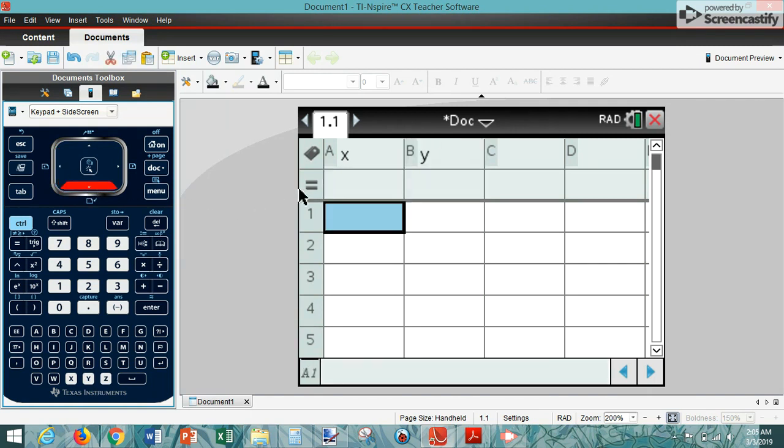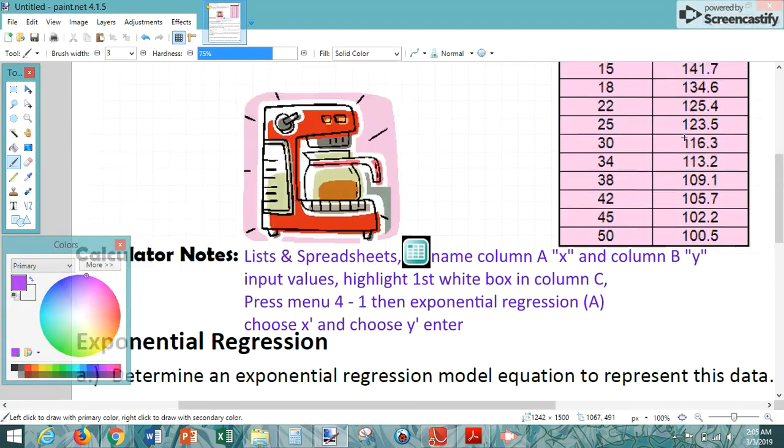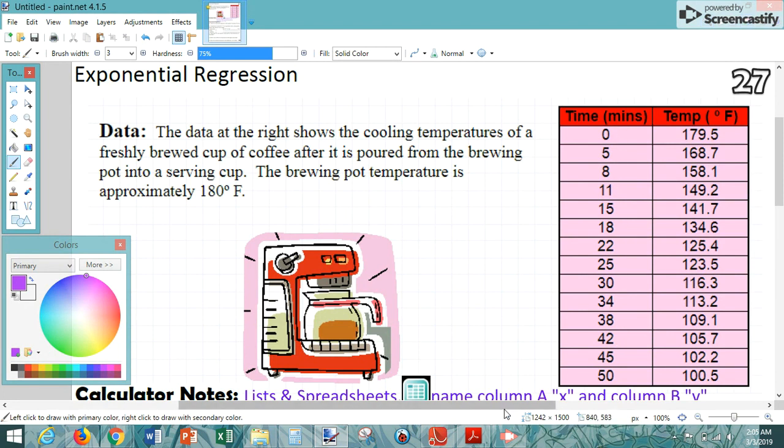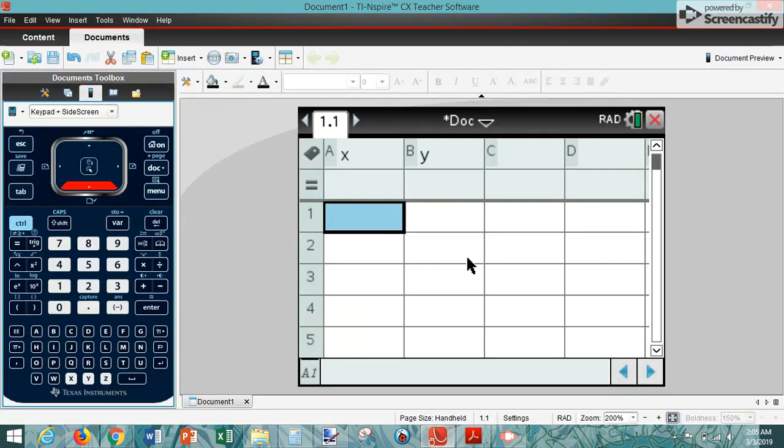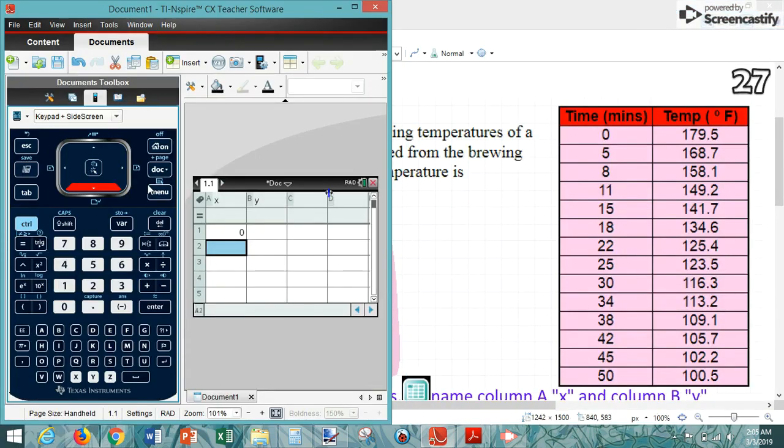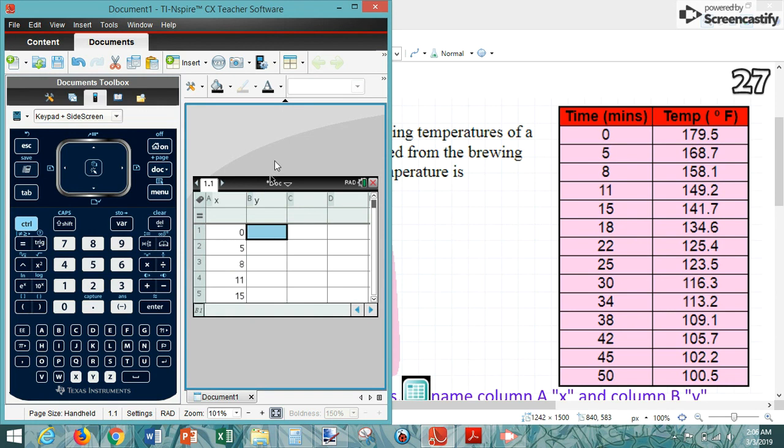From here, we're going to go ahead and copy all of our values in the table for the first column. So let's go ahead and do that. So we have 0, 5, 8, 11, 15, 18, 22, 25, 30, 34, 38, and so on. When you're done with that column, you're going to go over to the next column and copy all the y values down. So 179.5 and so on.